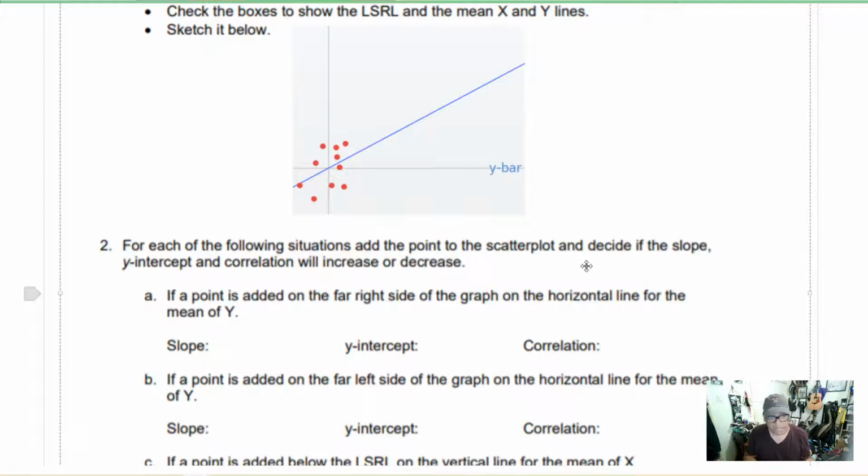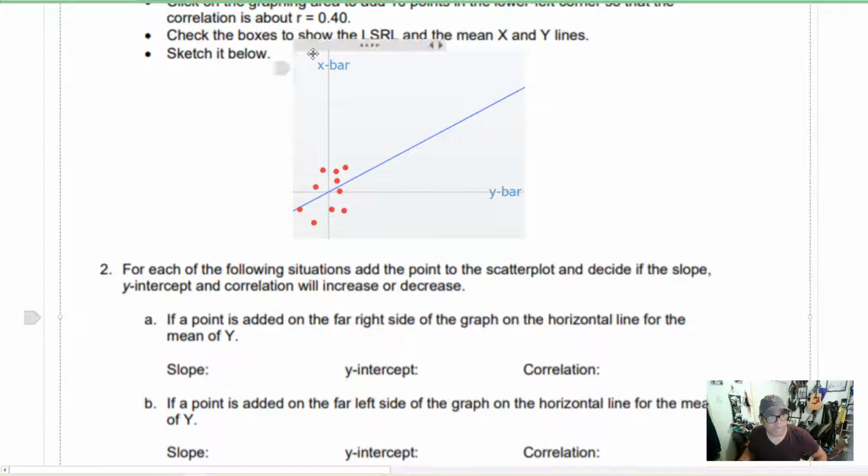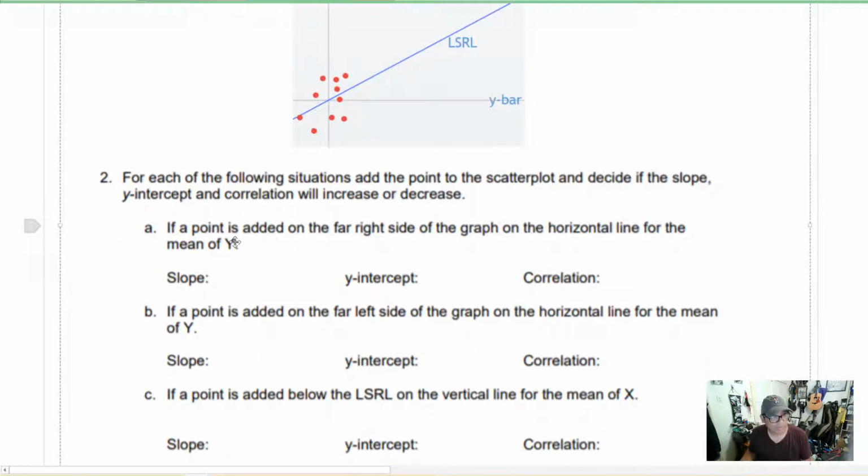Remembering that y is a vertical distance, this says that the y coordinates are all the same at that y average line. The vertical line here, that's parallel with the y-axis, that's x bar. Again, anything over on that line has the same coordinate as the average of the x values. And of course, the blue line here is the least squares regression line. Okay, so now we can get to number 2. What's going to happen to the slope, the y-intercept, and the correlation if we add a point on the far right of the horizontal line? So right about here. What would happen to these values?